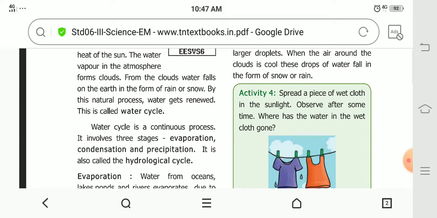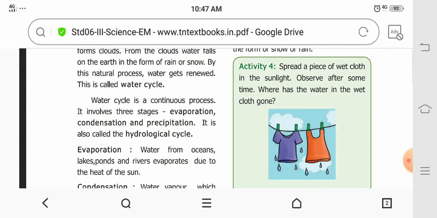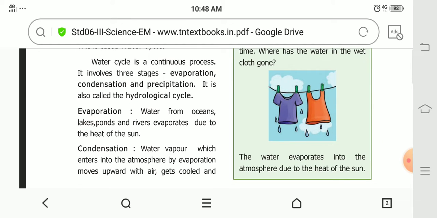The water cycle is a continuous process. It involves three stages: evaporation, condensation and precipitation. It is also called the hydrological cycle. First one, evaporation. Water from oceans, lakes, ponds and rivers evaporates due to the heat of the sun. It is called evaporation.